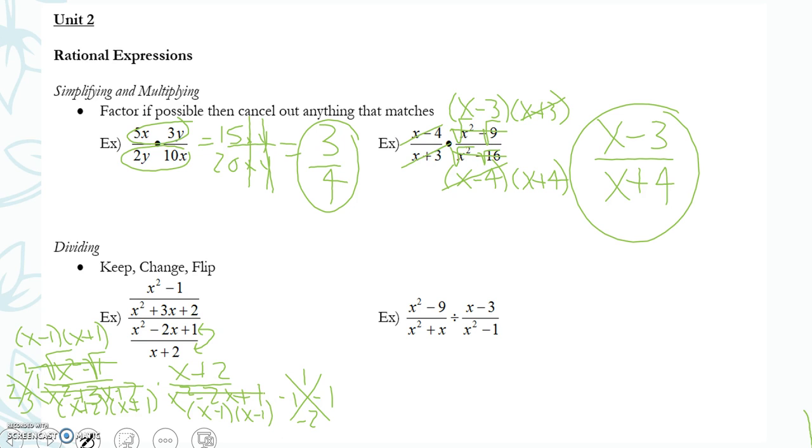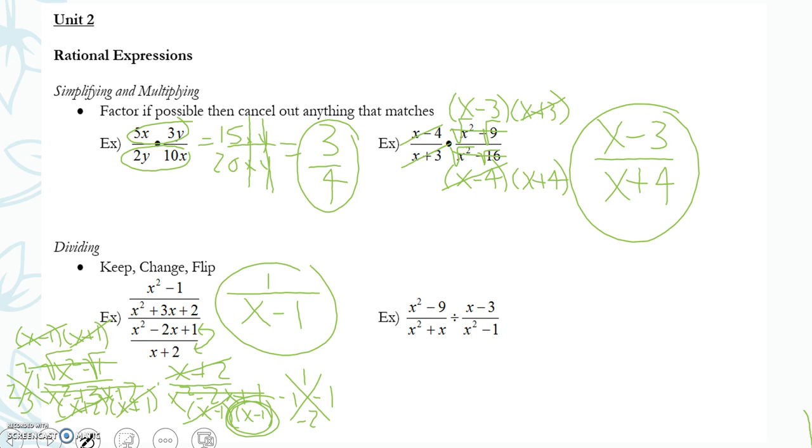Now I cancel out like things. So this x minus 1 can cancel out with one of them on the bottom. This x plus 1 can cancel out with the x plus 1 on bottom. And the x plus 2 can cancel out. So on the top, if I do some inventory, I'm left with nothing up top. If that's the case, then I put a 1 up top. On the bottom, I'm just left with this x minus 1. And then that is my final answer.